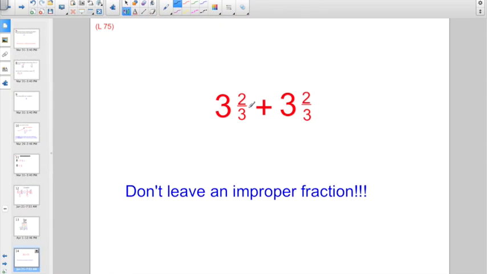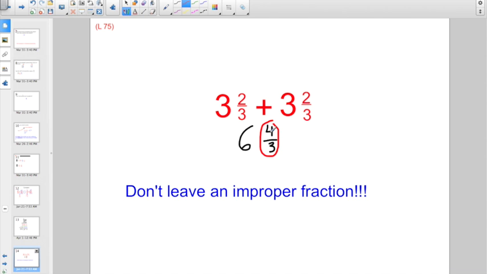Here we have 3 2/3 plus another 3 2/3. And you don't want to leave an improper fraction. Let's go ahead and do the fraction side first. 2/3 plus 2/3, that's 4/3. 3 plus 3 for the whole number side, that's 6. But you can't leave an answer of 6 4/3. We got to take care of this improper fraction.